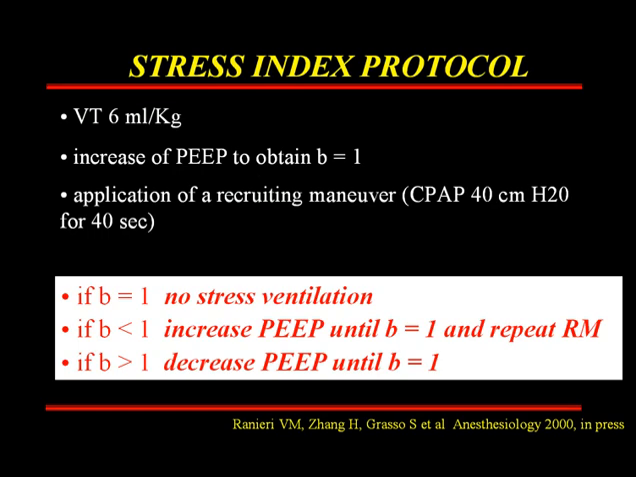If B was lower than 1, we again increased the PEEP level until the coefficient B was equal to 1, so the line appeared again straight, and then we repeated the recruiting maneuver. If B was higher than 1, indicating overdistension, we decreased PEEP until again we obtained a straight line. In such a way, we are able to dynamically test the response of the injured lung to the opening approach. And only with this approach, and that was our hypothesis, we could identify the fully recruited lung.